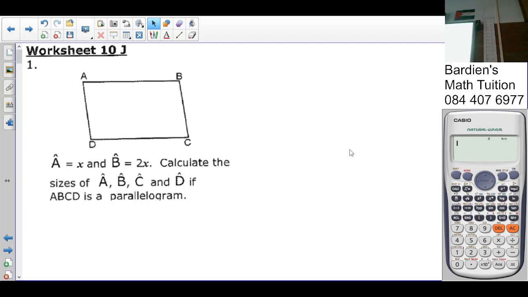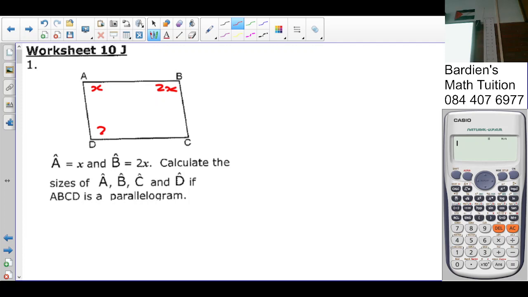Okay. So in 10J we are told, number 1, that angle A is x. Today will be the last lesson. Angle A is x, and angle B is 2x. Calculate the size of angle ABC and D if ABCD is a parallelogram.